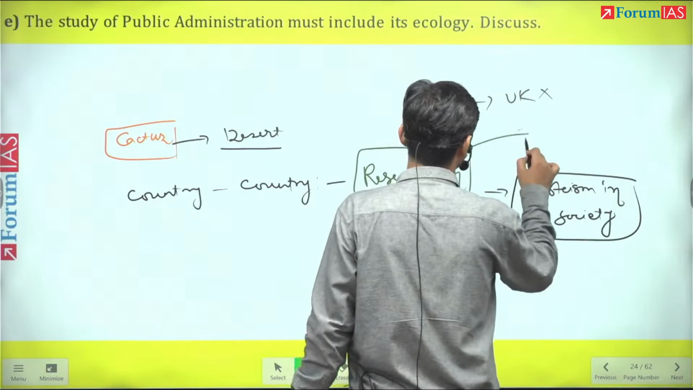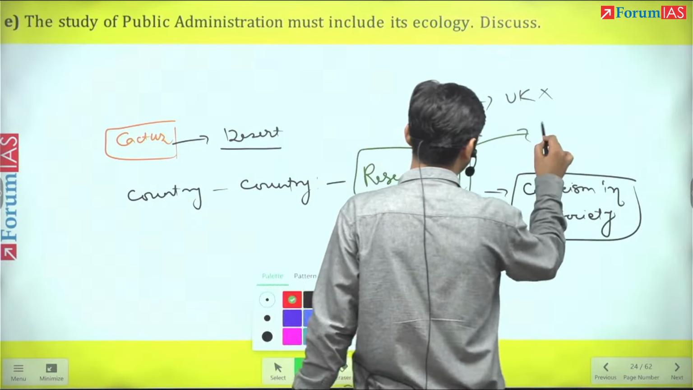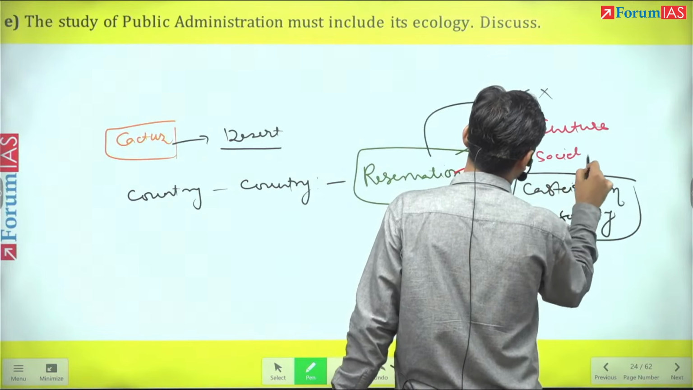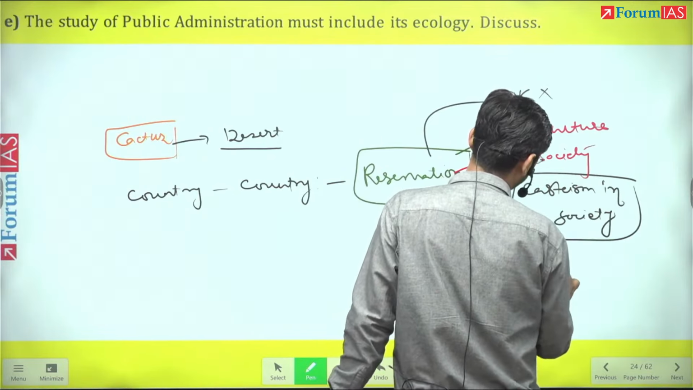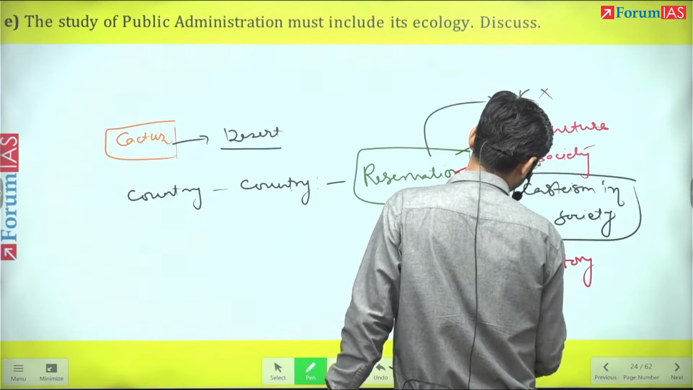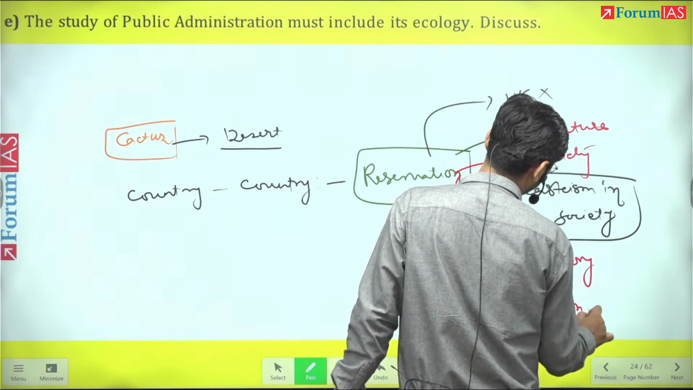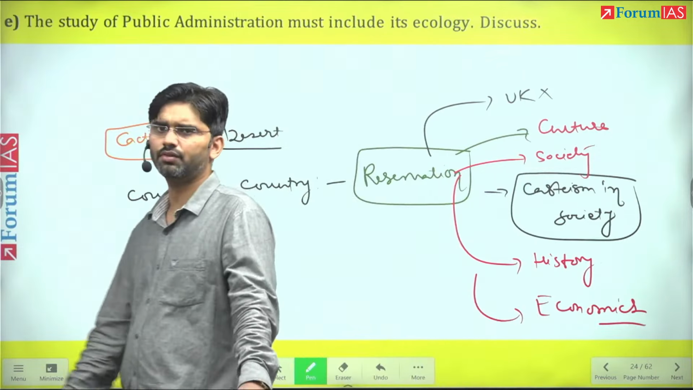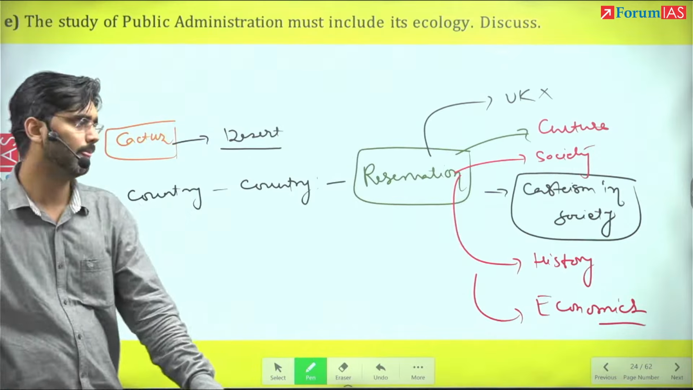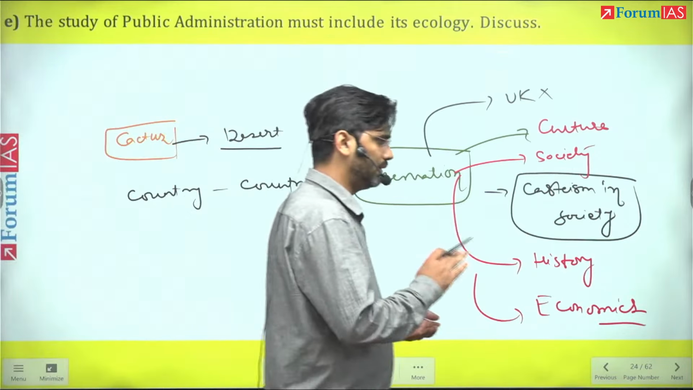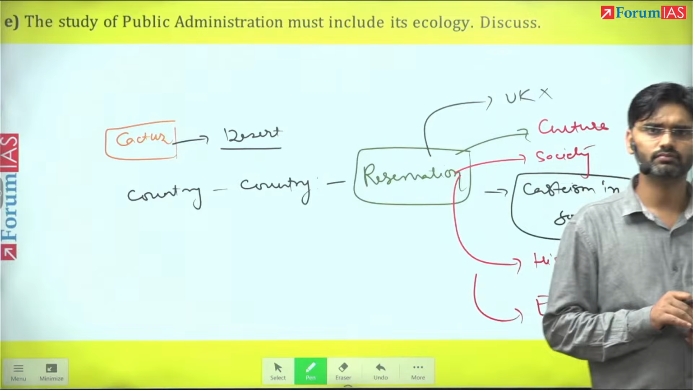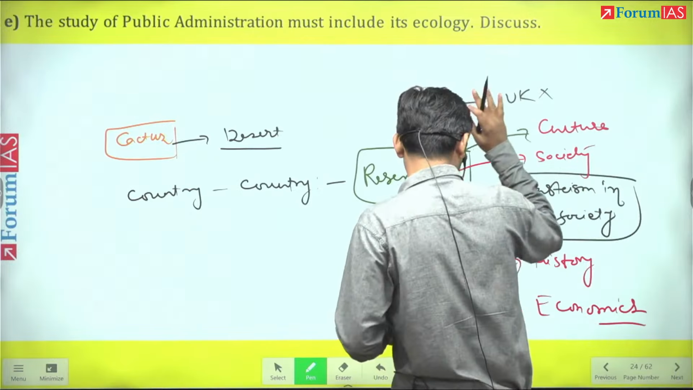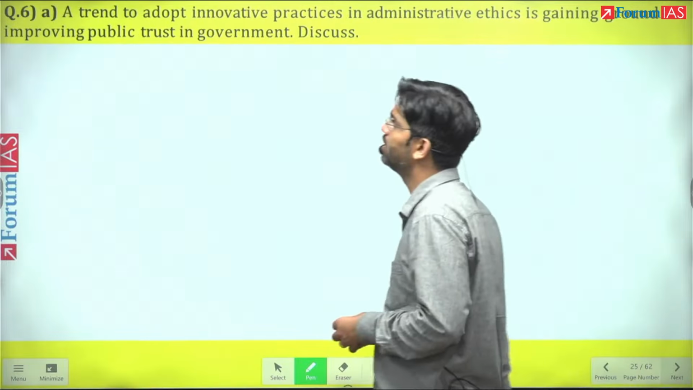So obviously in ecology, the influence of culture, the influence of society, the influence of history, right? The influence of economics. This one cannot ignore. Right from comparative public administration, the approaches like the systems approach and the structural-functional approach are all ecological in nature.